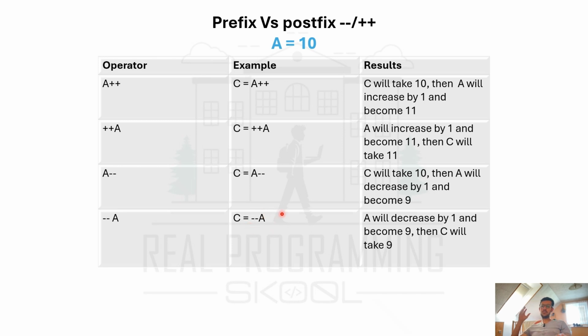So put it in your brain: if the increment or decrement operator is after the variable, the compiler first assigns the old value of this variable to the other variable, and after that increases or decreases it by 1. But if the increment or decrement operator is before the variable, the compiler first increases or decreases the value of this variable, and after that assigns it to the other variable.